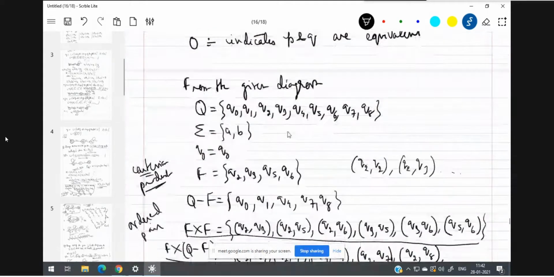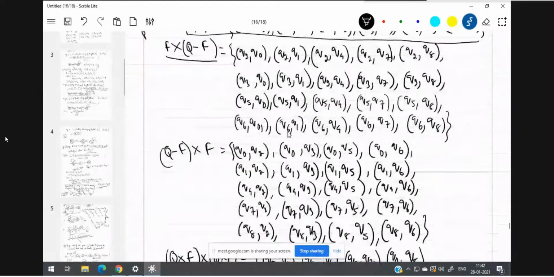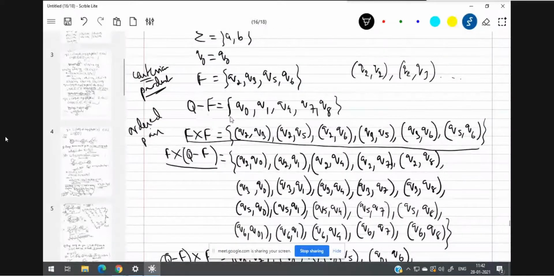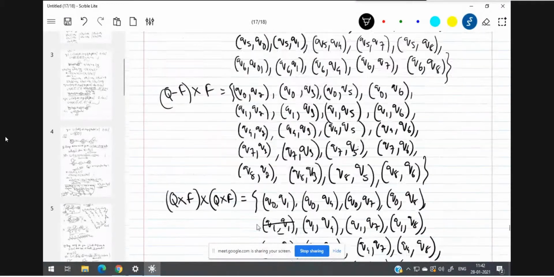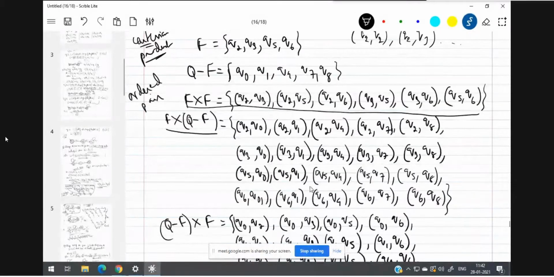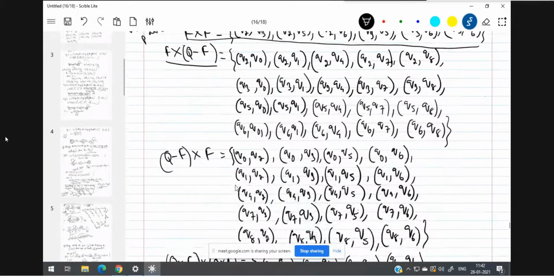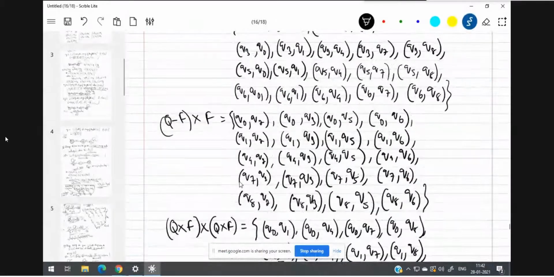And then one more thing. Why are we taking this Q minus F cross F and F cross Q minus F? Any idea why we are finding the Cartesian product of such combinations? It's a short one, please try it.